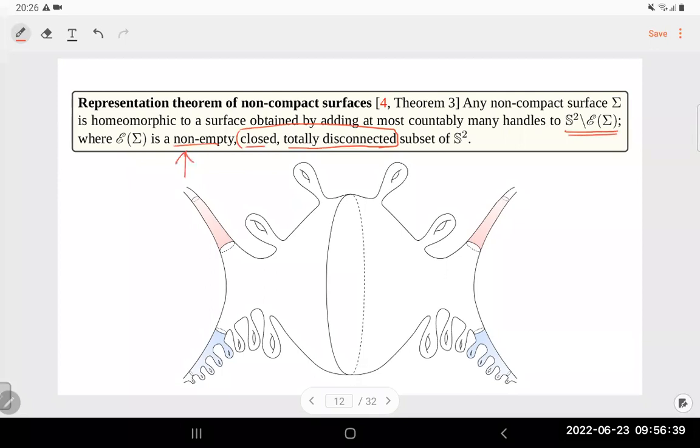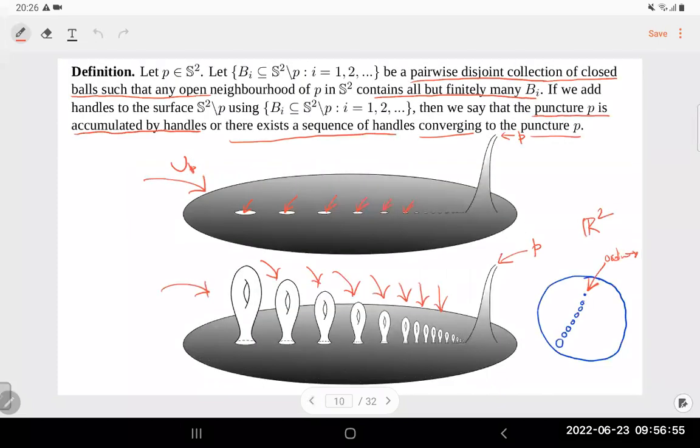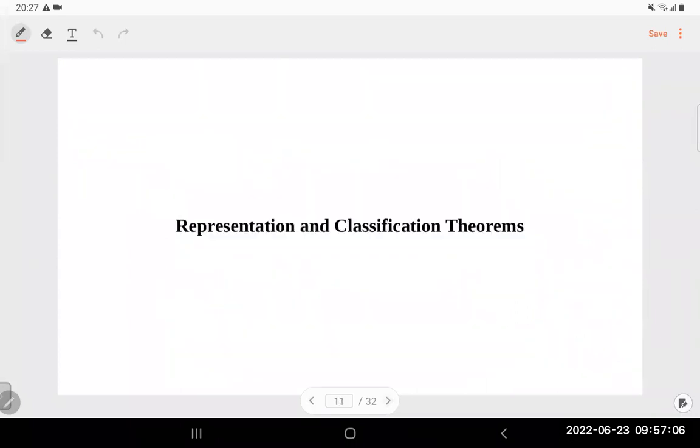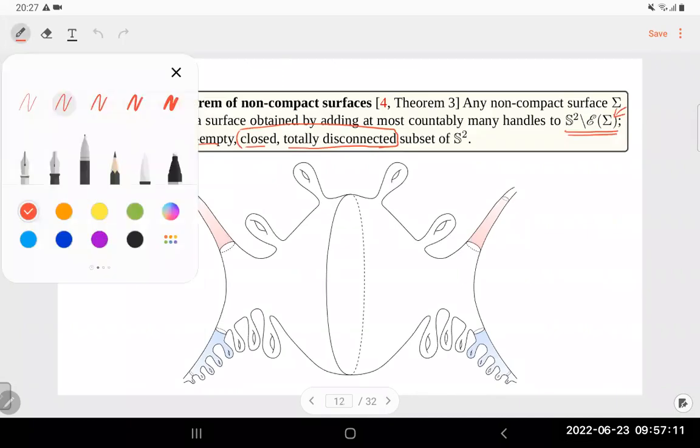Then you have to add handles so that a point of a sphere is accumulated by handles if and only if it is a point of the puncture set. Just as I defined previously, there is only a notion of adding handles so that any sequence of handles converges to a puncture. There is no notion of accumulating an ordinary point by handles. All right. So here is the picture, I mean, illustration of it.